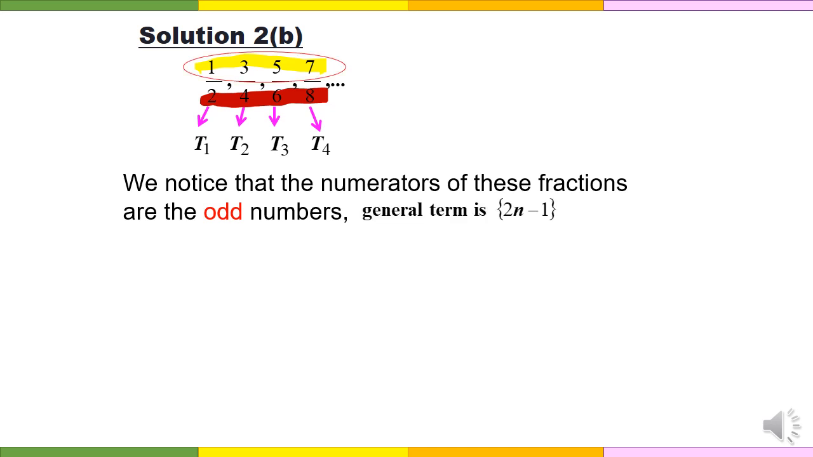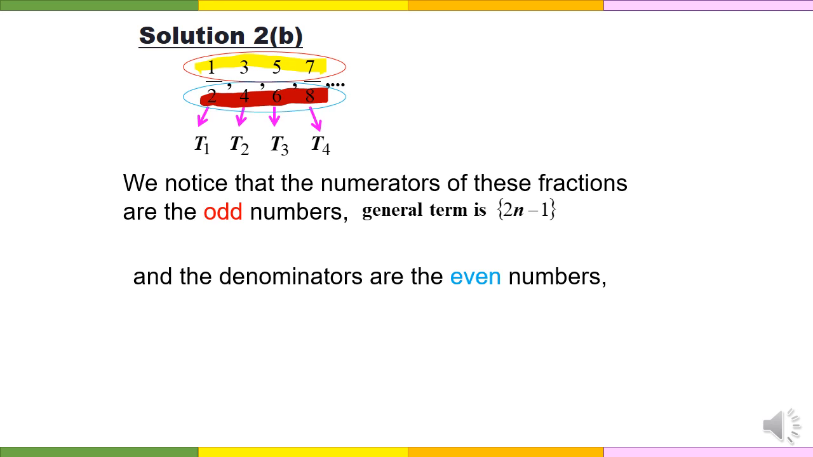sequence of even numbers. Okay, because we have 2, 4, 6, 8. So we can use the general term for the odd numbers for the numerator and for the even numbers for the denominator.